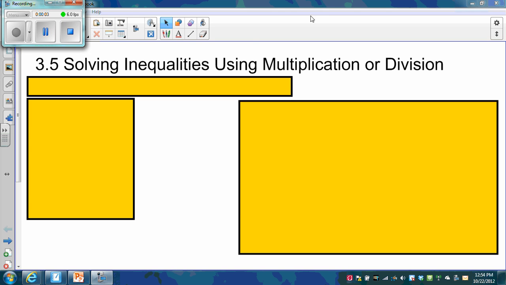This is a 3.5 video lesson on solving inequalities using multiplication and division. While addition and subtraction was simple because you kept the sign the same as if it were an equal sign, in this case there's one different rule.